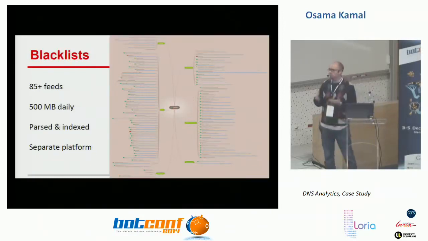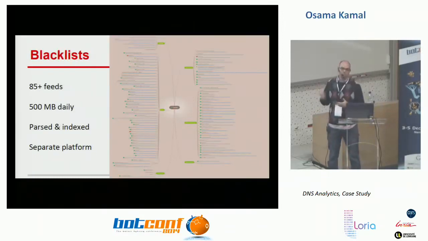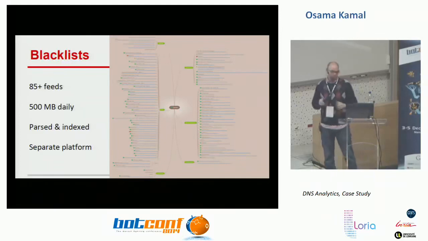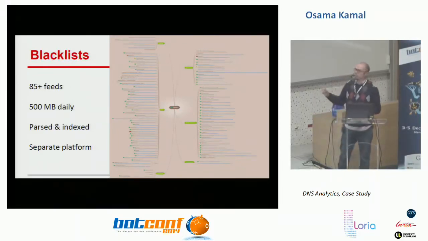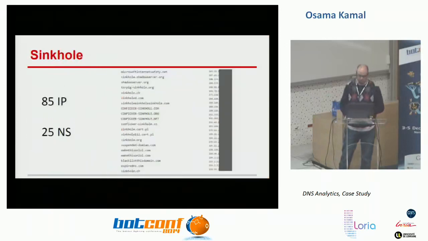The first thing we do, the trivial thing, is we have blacklists. We have a separate platform for indexing more than 85 feeds every day, 500 megabytes daily. That's a separate platform, parsed, indexed. It's used also for Elasticsearch. And the first thing is we check the domain. If it's in the blacklist, we tag it as a blacklisted domain.